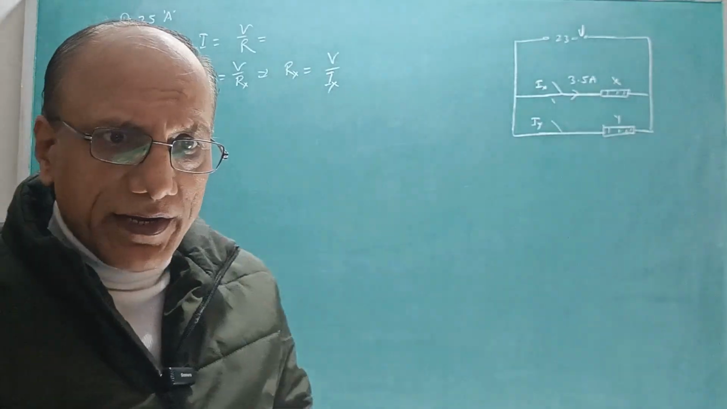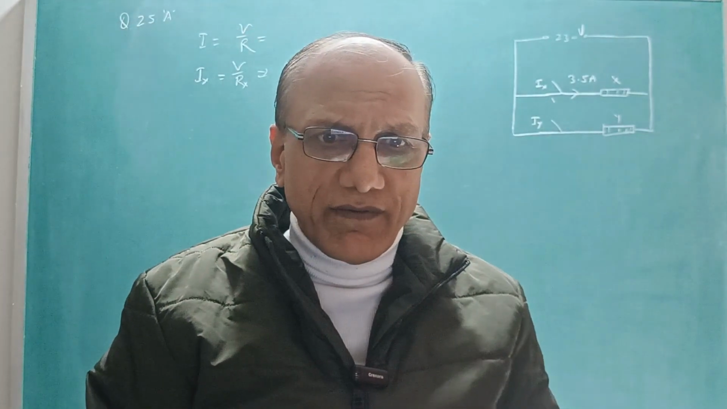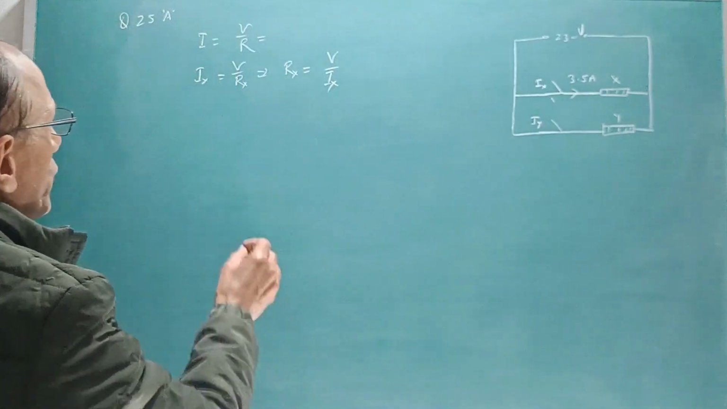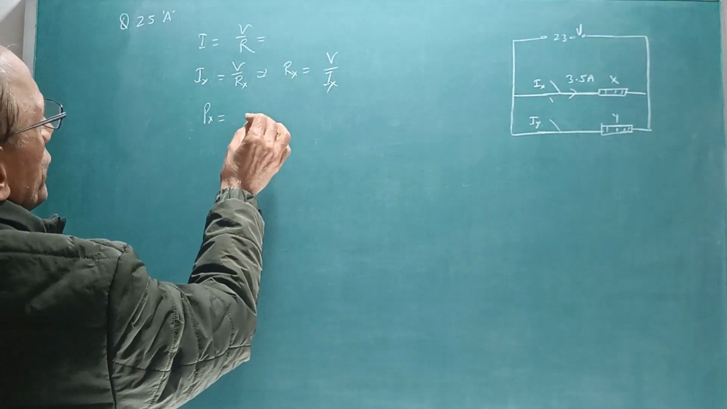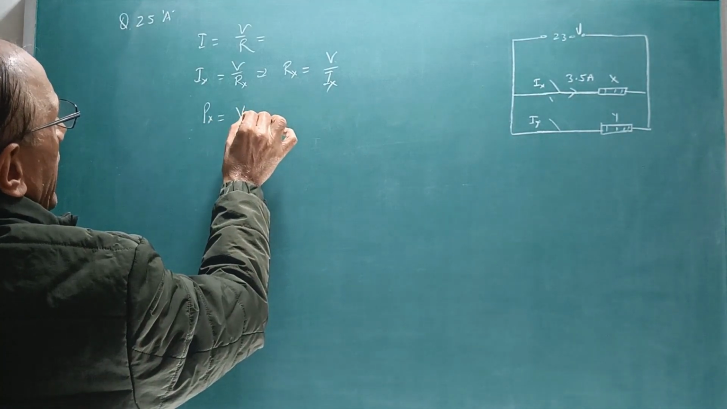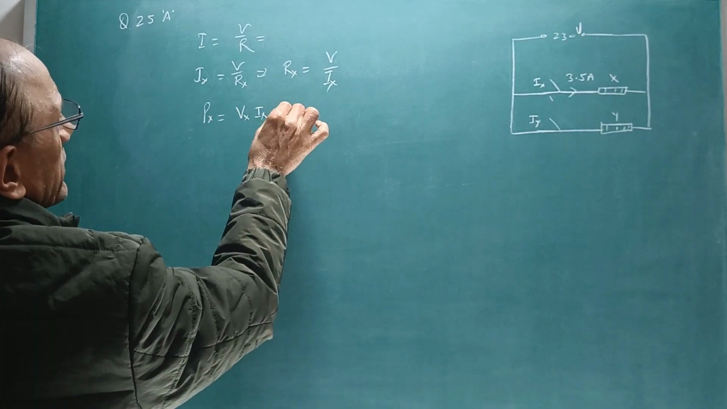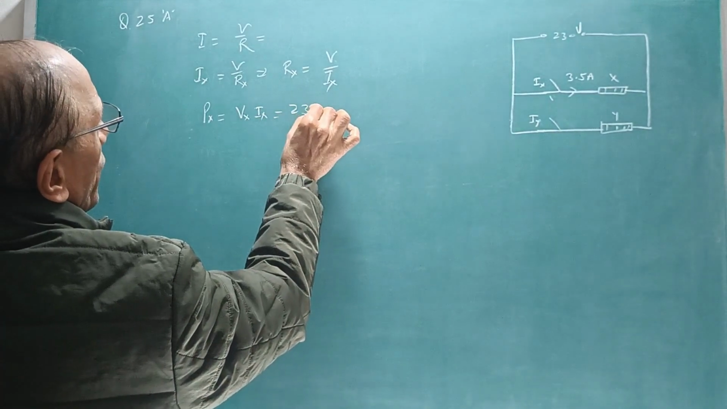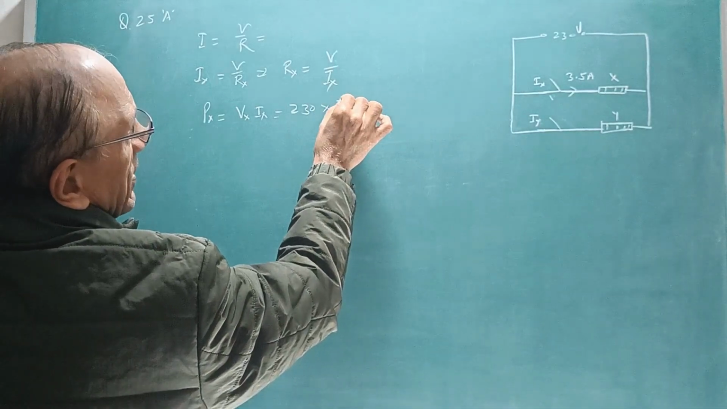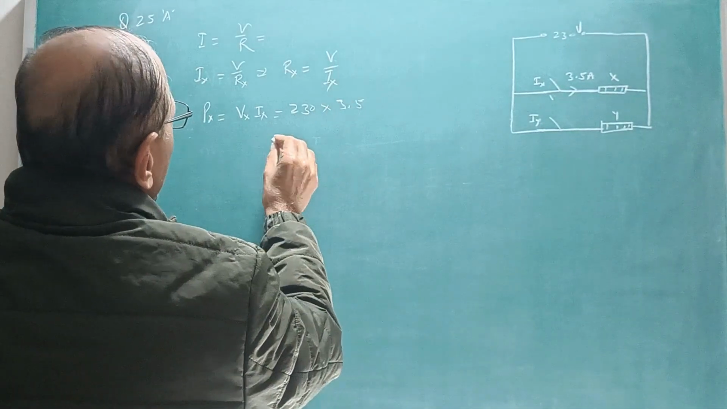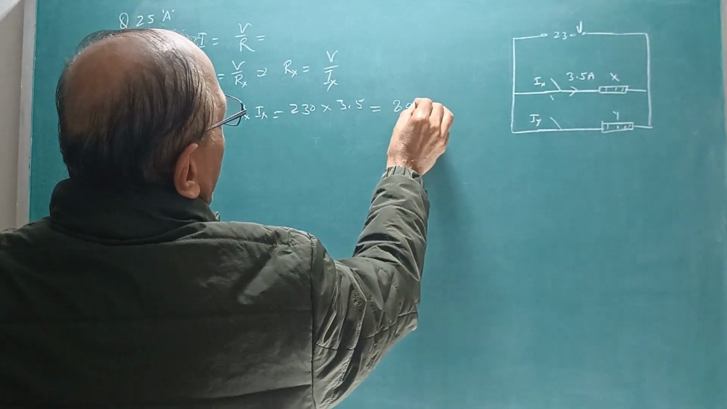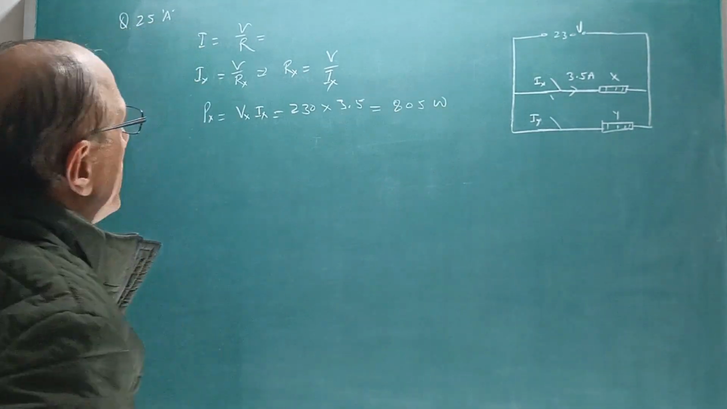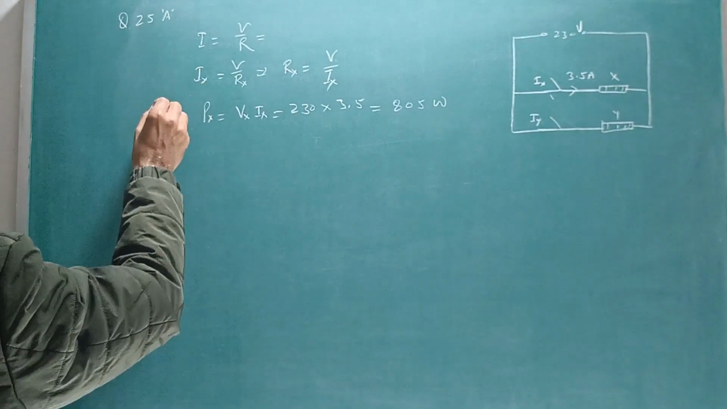So we have to calculate the power developed in heater X. So power Px equals Vx into Ix. So V is 230 volt into Ix is 3.5. So that equals 805 watt. This is the first part.